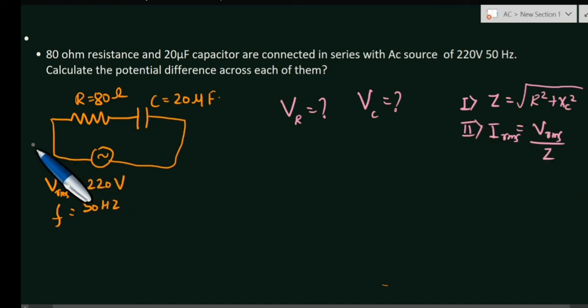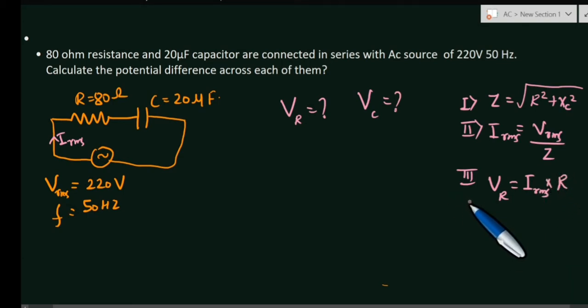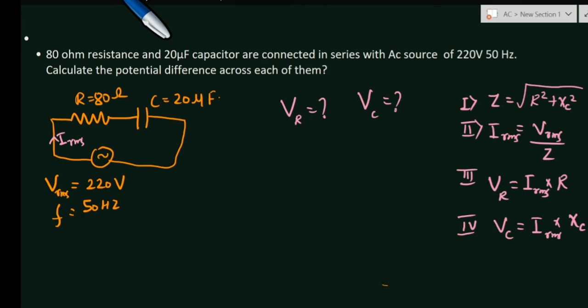Once after getting Irms, same Irms is flowing into both the resistor as well as capacitor. So the value of VR can be found by using the current flowing through the resistor, that is Irms, multiplied by the value of resistor. And fourth step, we can calculate VC is equal to the current flowing through the capacitor multiplied by the reactance of capacitor, that is XC. But XC value we don't know. So this XC value we can calculate first.